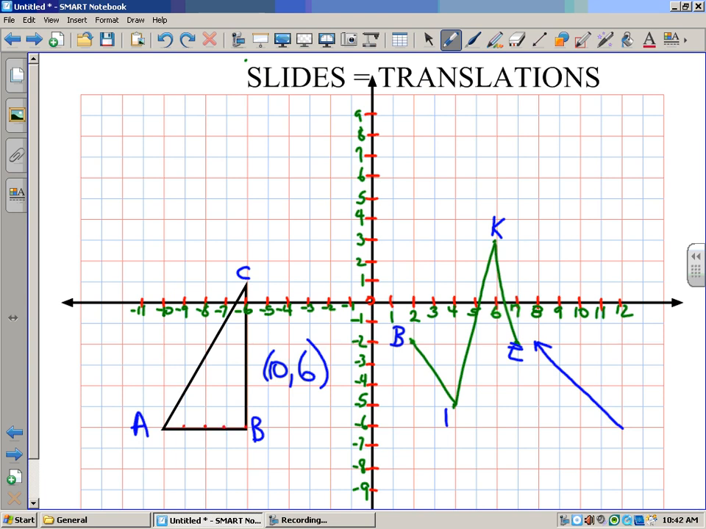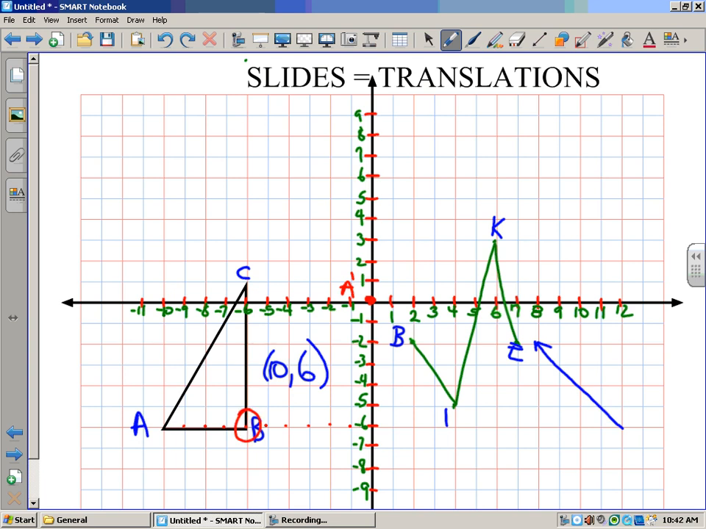1, 2, 3, 4, 5, 6, 7, 8, 9, 10, and that tells me that this A is going to be right on the y-axis. I'm also going to move it up 6. What that shows me is that my new A point, denoted as A prime, will be right at the origin, which is 0, 0.